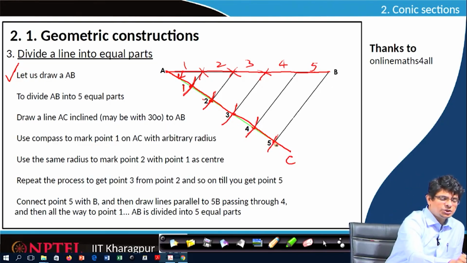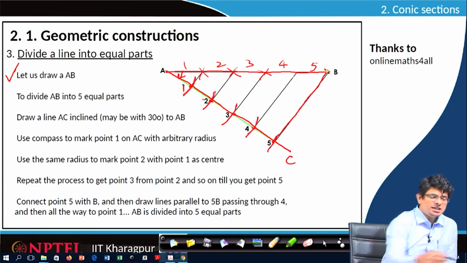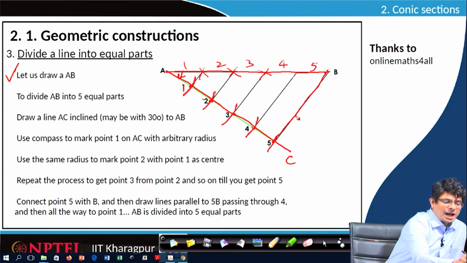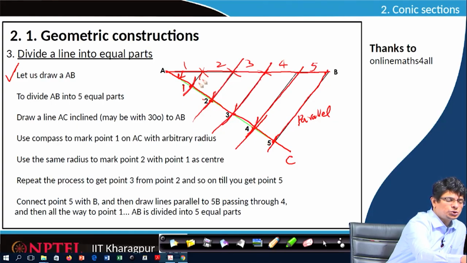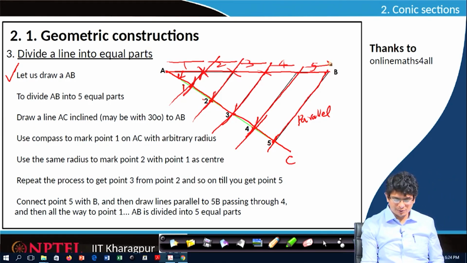Once it is done, join point 5 to B. Once it is done, draw lines parallel to this line, parallel to 5 and B, passing through the 4th point, passing through 3, passing through 2, passing through 1. So that wherever it is intersecting, this distance, this distance, this distance, all are equal. This is the way one has to divide the line into equal parts.